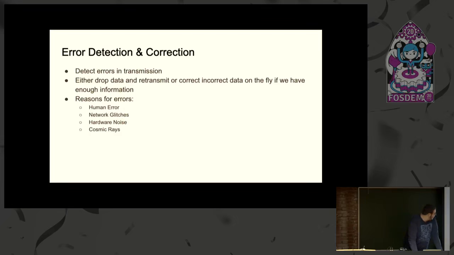So why do we have errors in the first place? It could be human error, it could be network glitches, it could be something more random, such as noise on a chip or cosmic rays interfering with the chip. All of these things can cause us to receive something different, or the data to send something different.